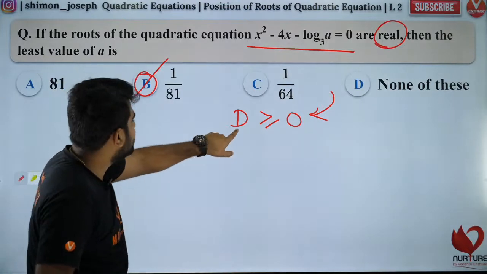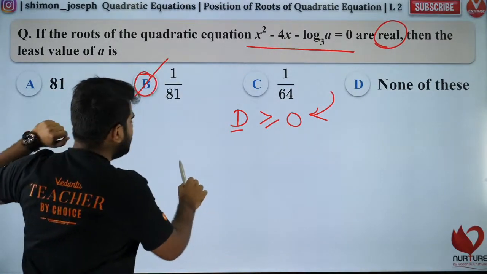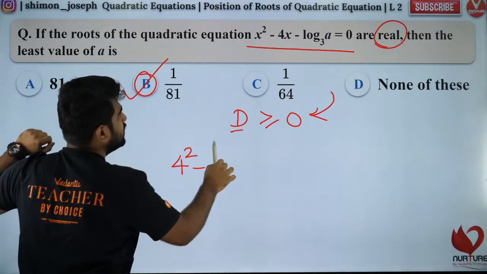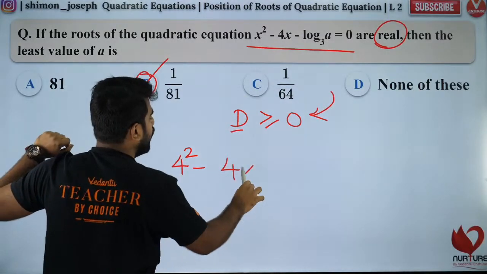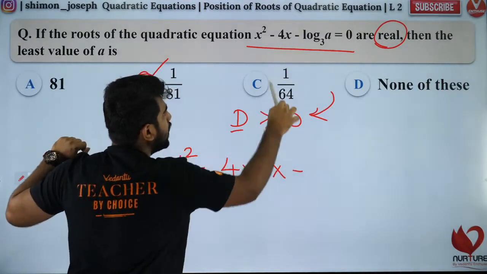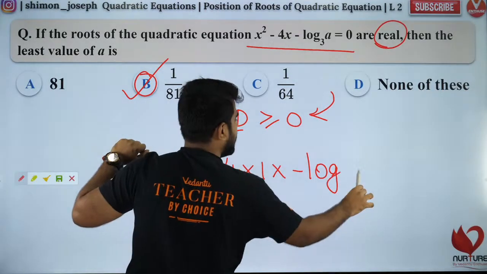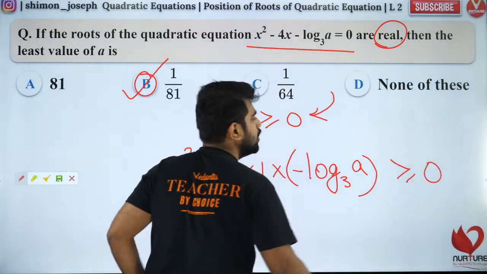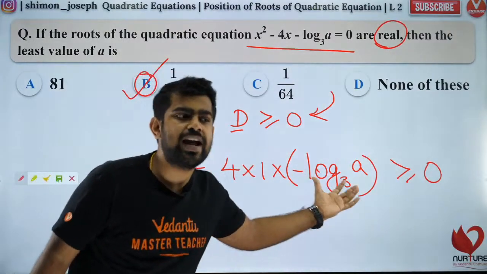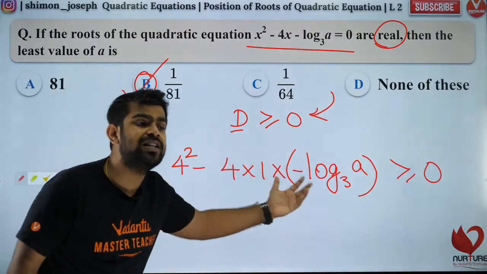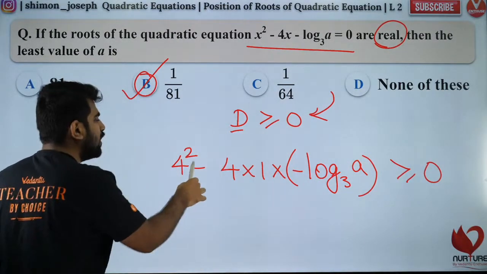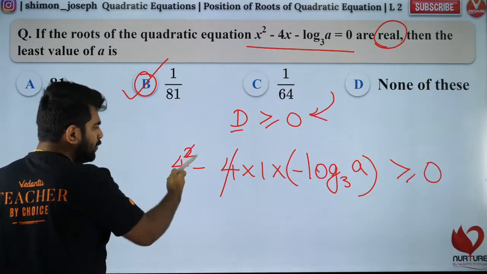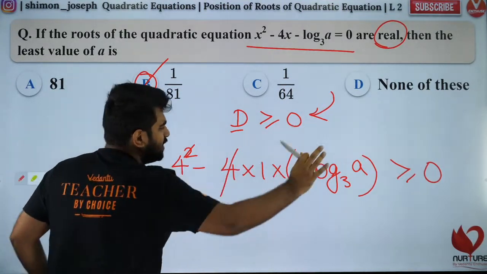Now, what is D? D is B square minus 4AC. So 4 into A into C is what? Minus log A to the base 3. Are you all clear? So now that is greater than or equal to 0. So how do you solve this? Let's try to understand the methodology to solve it. So I can remove 4 and 4, they will cancel because the right side is 0 anyway.